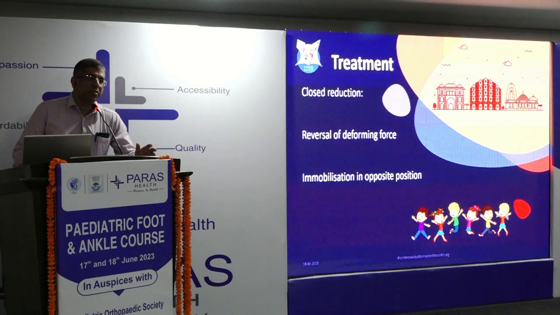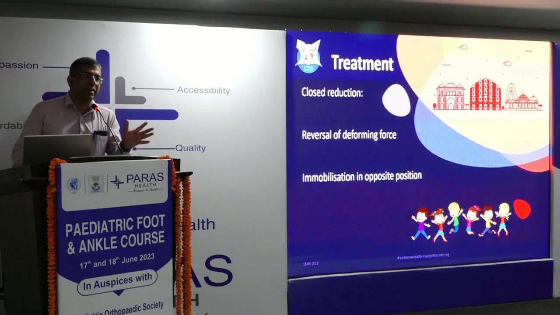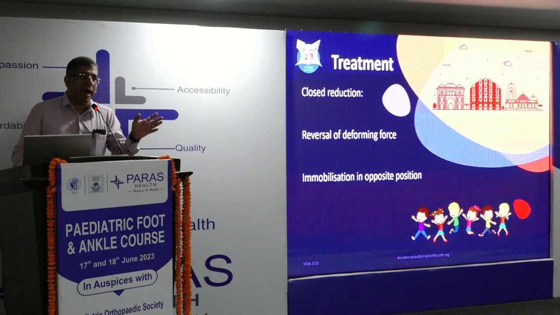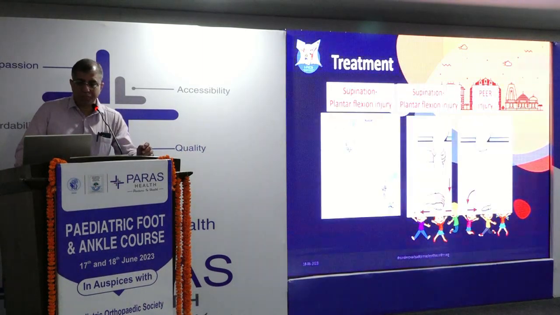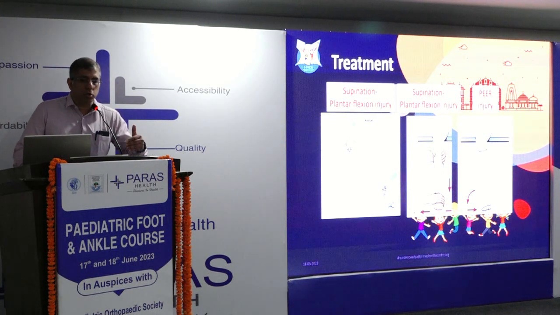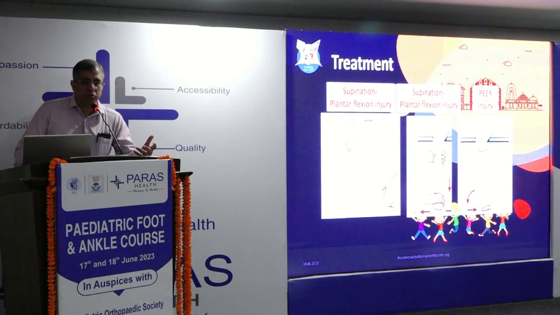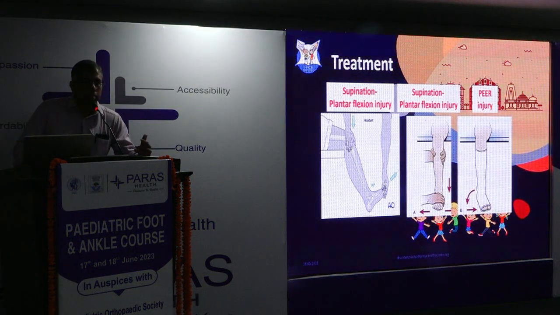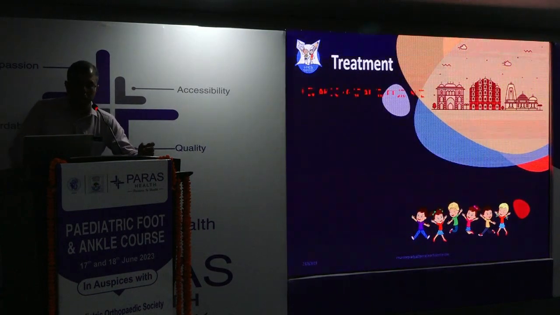So for closed reduction, what you necessarily need to do is reverse the deforming force, and immobilize in the opposite direction. So here the Dias-Tachdjian classification comes in. From the classification, you know what your deforming force is, so you have to reverse that, and immobilize in the opposite position. So for example, in a supination plantar flexion injury, you need to dorsiflex the ankle and then immobilize it in a position of pronation. Similarly, in a pronation eversion external rotation injury, you need to invert the foot, and then immobilize in a position of supination. So that's how you do a closed reduction.